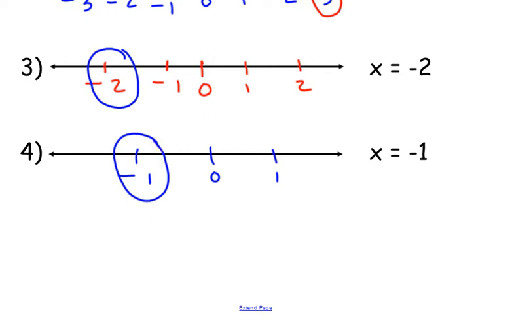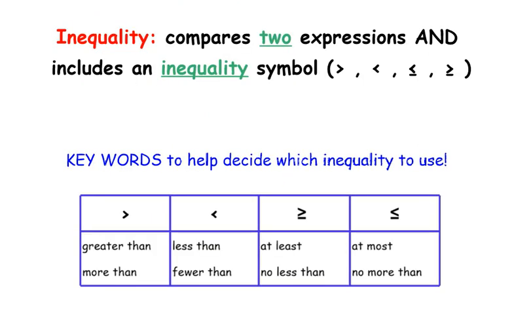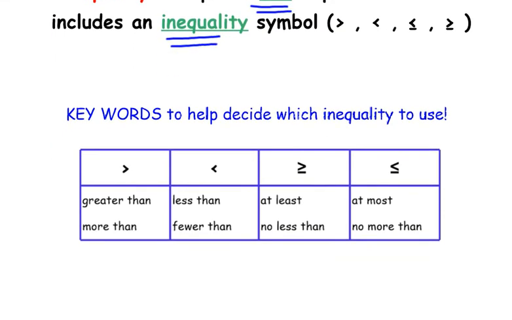Okay, so we've gotten our brain back into number lines, and we have our brain on minimums and maximums. And so now we're going to talk about some inequalities. So an inequality compares two expressions, and it has an inequality symbol. Now you already know two inequality symbols. You know this one is greater than, and this is less than. And make sure you fill in these words on your guided notes. Greater than or more than, less than, fewer than.